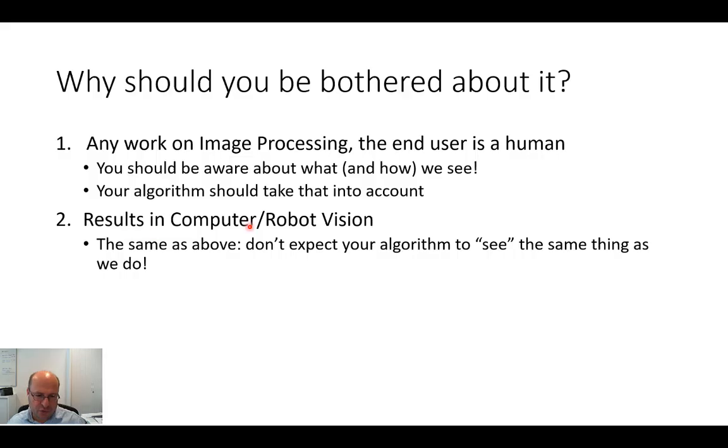And if, on the other hand, you are working on computer vision or robot vision, it's the same as above, but the final client is not usually a human. The final client is a robot, a machine, a mechatronic system, an intelligent system. But you have to understand that when it doesn't work, it may not be that your algorithm is incorrect. It may be that your interpretation of the world is different from the interpretation you're getting from your computer vision algorithm.